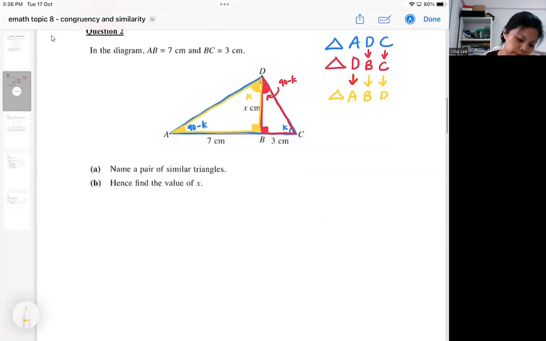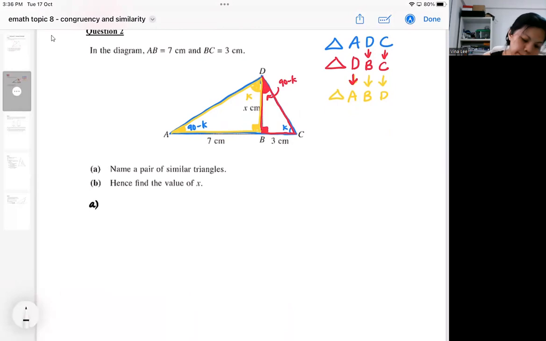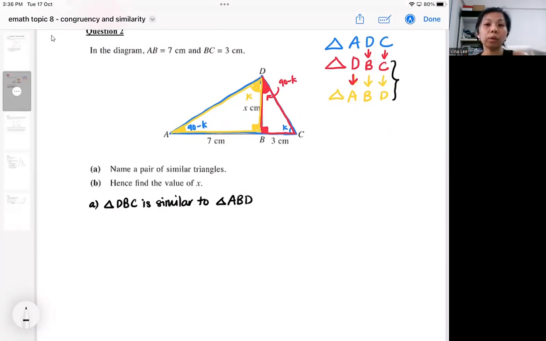You will need to choose the correct pair that can help you to find X. Okay, so let me show you first. The correct one will be this. And let's say you choose the other one, which is also similar, but we just can't find X. Okay, so I will show it to you as well.